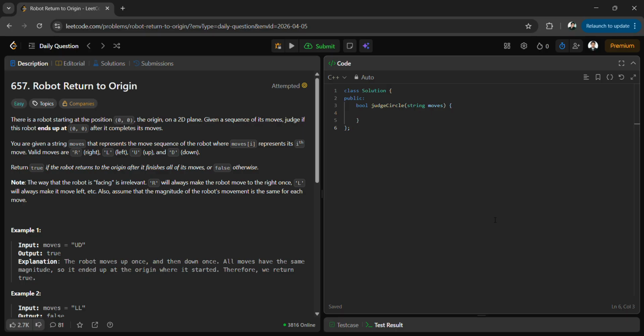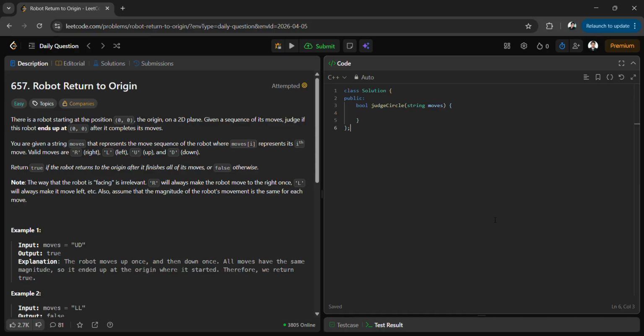You are given a string moves that represents the move sequence of the robot, where moves[i] represents its ith move. Valid moves are R for right, L for left, U for up, and D for down. Return true if the robot returns to the origin after it finishes all its moves, or false otherwise. A note is also given here: the way that the robot is facing is irrelevant. Right will always make the robot move to the right once, left will always make it move left, etc. Also assume that the magnitude of the robot's movement is the same for each move.